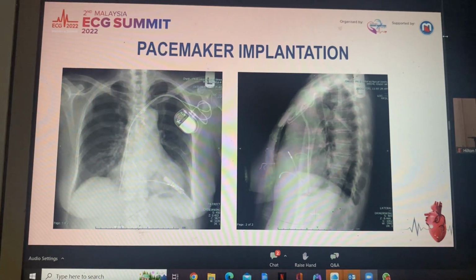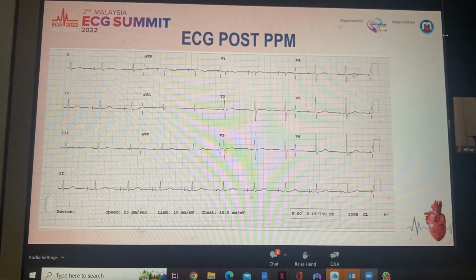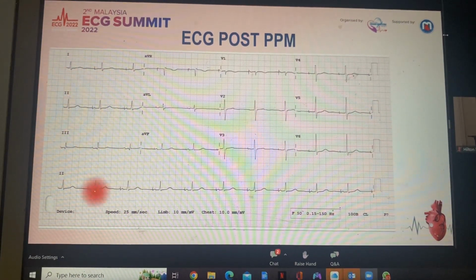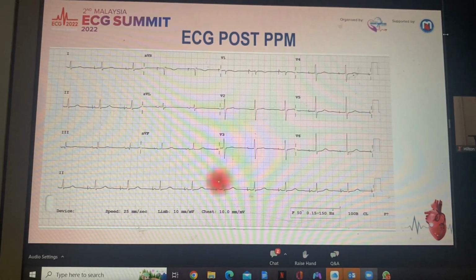And this one is the ECG after pacemaker implantation. Now we can see the A spike, and then also the V-sense. Basically, we can see that the problem is SND. So definitely we set the lower rate at 60 beats per minute for this patient.